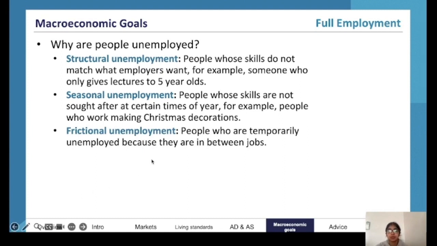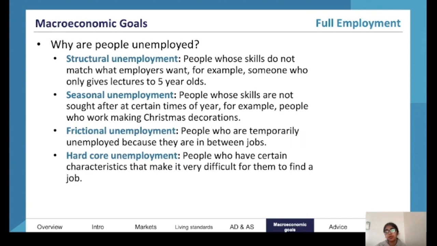Next is frictional unemployment. So this is pretty much for people who are temporarily unemployed because they're shifting between jobs. The way that I like to remember frictional is shifting between jobs. If you move, there's friction, and if you're shifting, that means that you are frictionally unemployed. An example of that is, let's say you send in your notice for your job, and then 2 weeks later you're going to work at your new job. For those 2 weeks, you're frictionally unemployed.